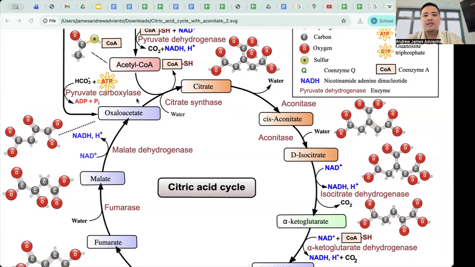So next, the citrate is rearranged into isocitrate through the enzyme aconitase. Nothing is gained or lost here. It's just a structural rearrangement to prepare it for the next reaction. Remember, when you hear the word isomerase, it means making an isomer. So it's not adding or removing something. It's the same content but different structure.